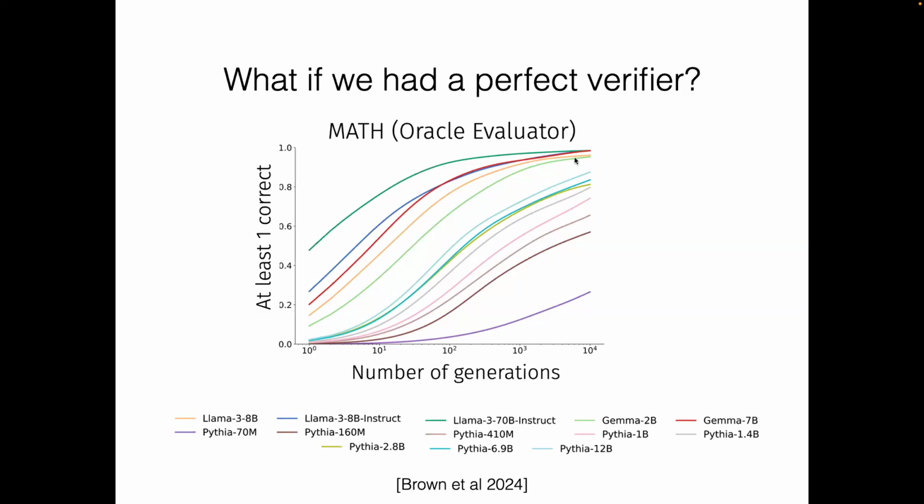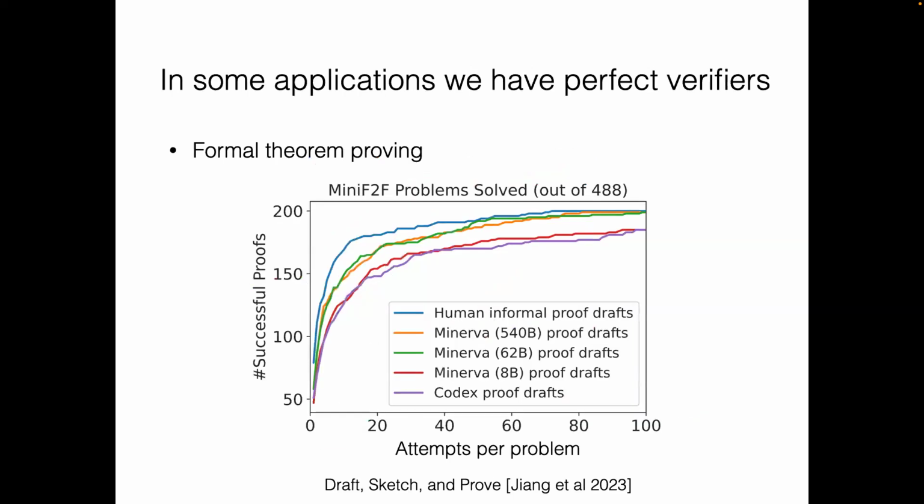Before we go to learning a verifier or learning a reward model, there's another question, which is, this is pretty convincing, but are there domains where you actually do have a perfect verifier? It turns out that there are a few domains. This is one that I mentioned earlier: the domain of formal theorem proving. Here the math is not written as LaTeX. It's written in essentially a special programming language. And if you write a proof in this language, then the nice thing is that you can automatically check whether the proof is correct or not.